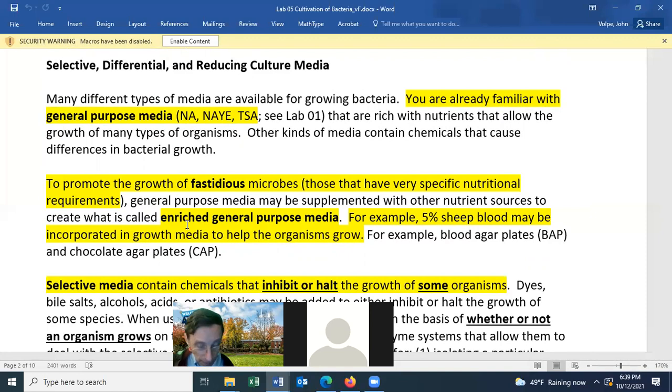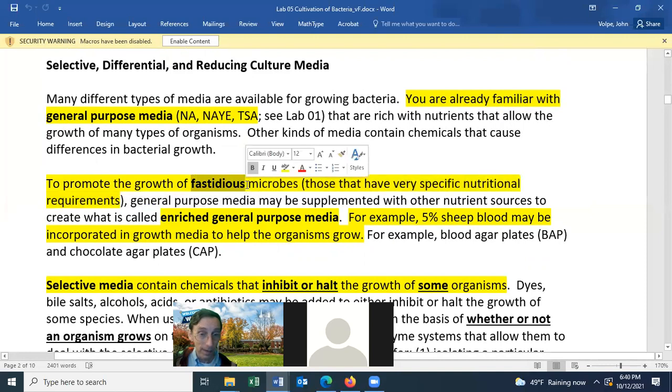For example, Streptococcus pyogenes, the bacteria that causes strep throat, will not grow on most media. You need an enriched general purpose media like blood agar to grow Streptococcus pyogenes. Because this bacteria is fastidious, it requires certain additives to the media to get them to grow.